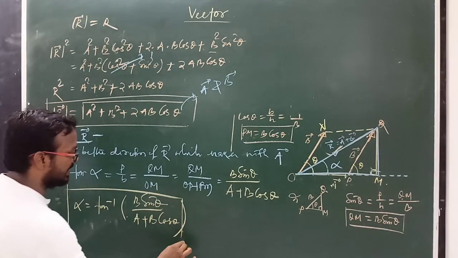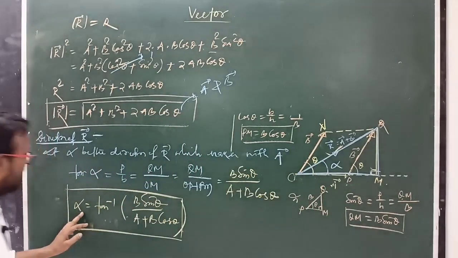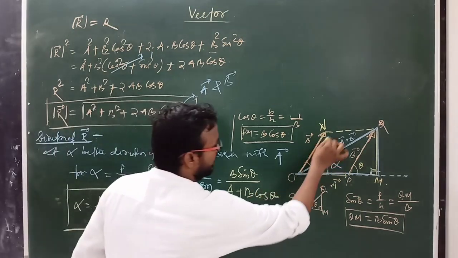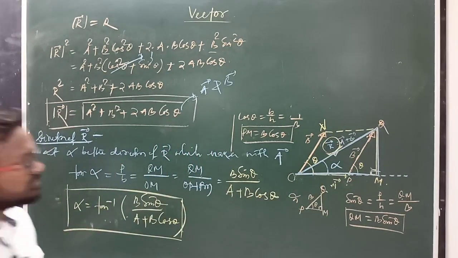Clear? So what is theta? Theta is angle between A vector and B vector. And what is alpha? Alpha is angle between resultant vector and A vector. Only A vector. Clear? Okay.